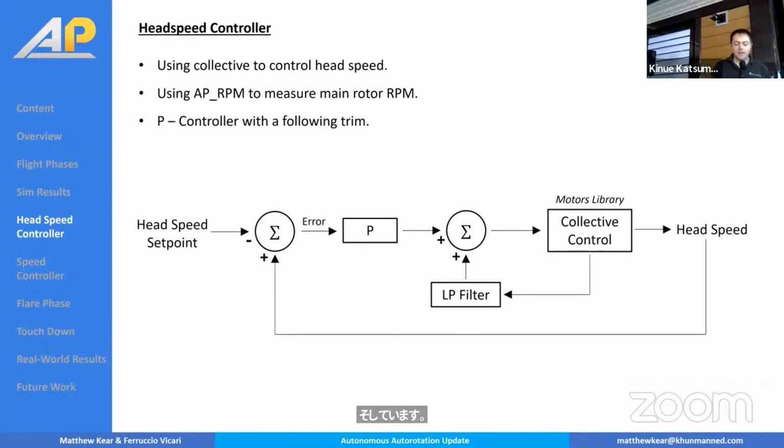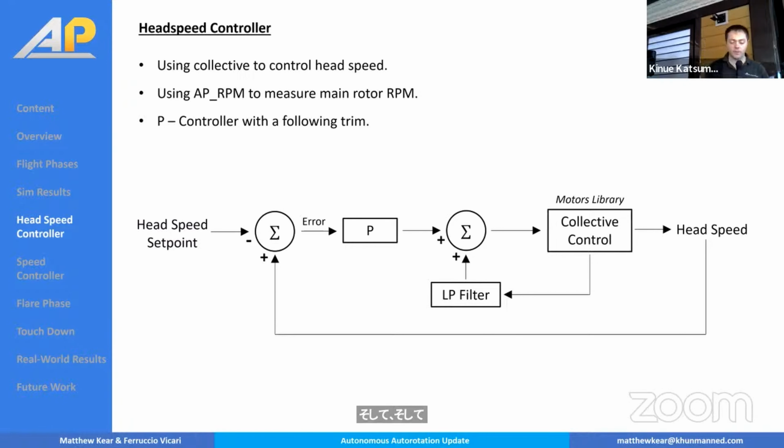First of all, the head speed controller. As already mentioned, we're using collective to control the head speed, and we have a closed feedback loop on head speed, i.e. RPM. Typically, what's quite commonly used is little Hall effect sensors and a magnet in one of the rotating parts of the structure. So we're using AP-RPM to measure the main rotor head, and the controller itself is actually just a P controller with what we call a following trim.